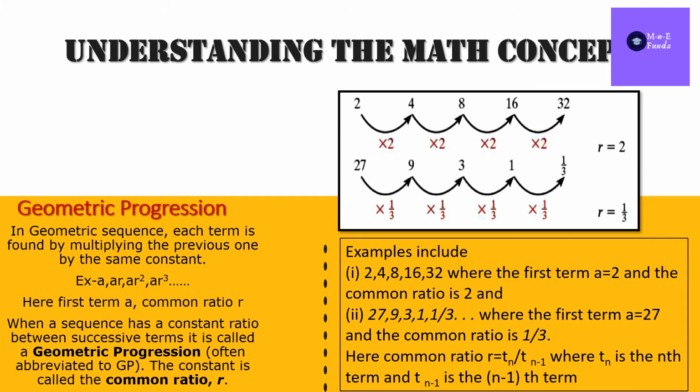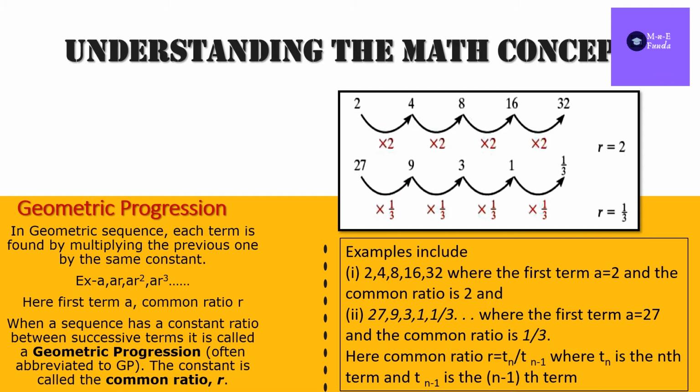When a sequence has a constant ratio between the successive terms, it is called a geometric progression, often abbreviated to GP. The constant ratio is called the common ratio and it is denoted by R. Now take the first example. Here the first number is 2, second number 4, third number is 8, fourth number is 16, and fifth number 32, and so on.